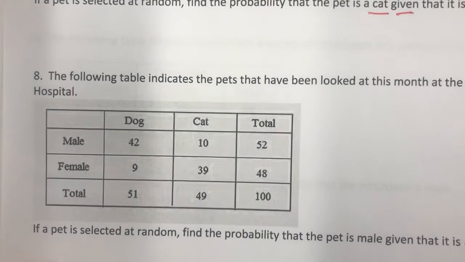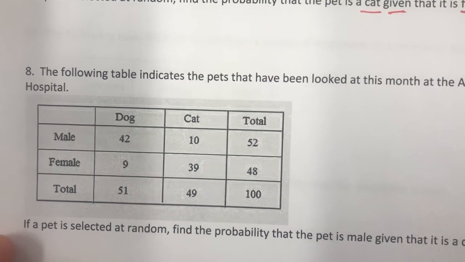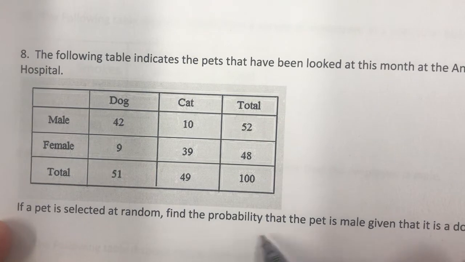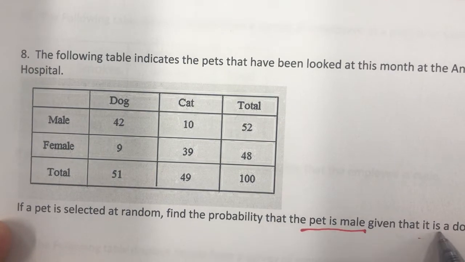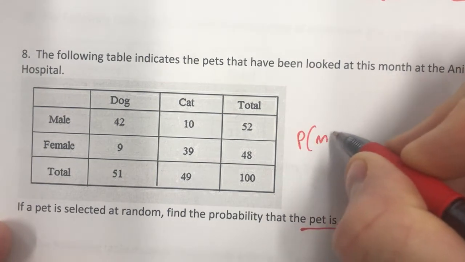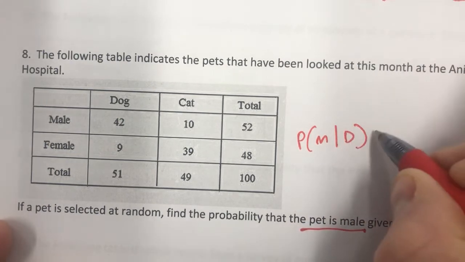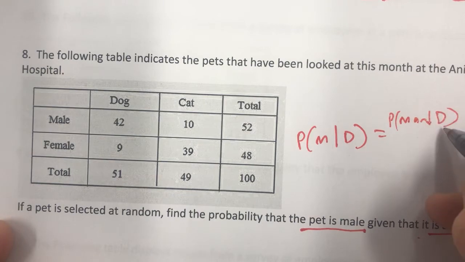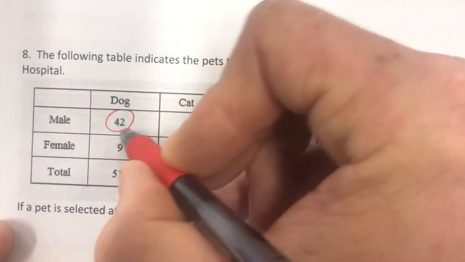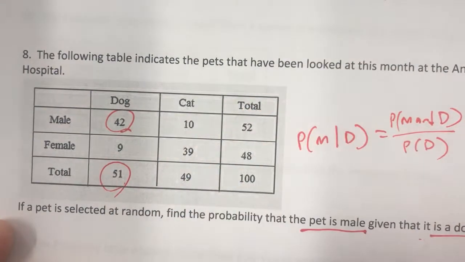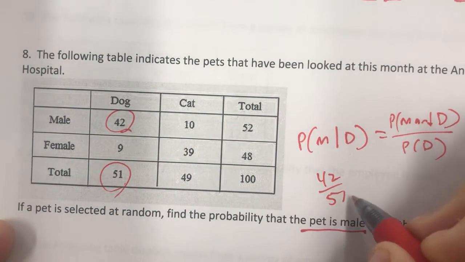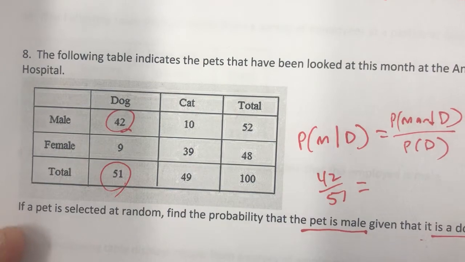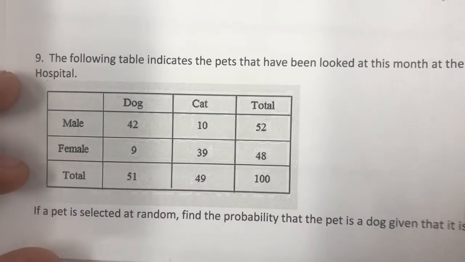Okay, number 8 here. I've got several of these I want to do. Find the probability that it's a male given that it's a dog. So the probability that it's a male given that it's a dog. So this is the probability of male and dog divided by the probability it's a dog. So male and dog right there. And then there's the probability, so it's 42 over 51. And you divide those. Okay, we're not going to divide them.